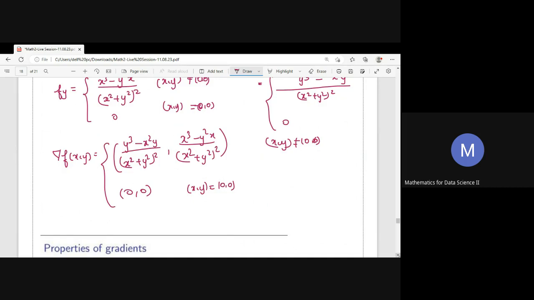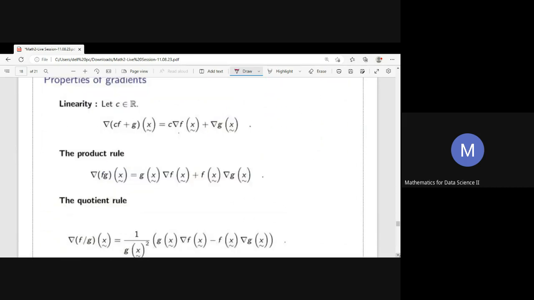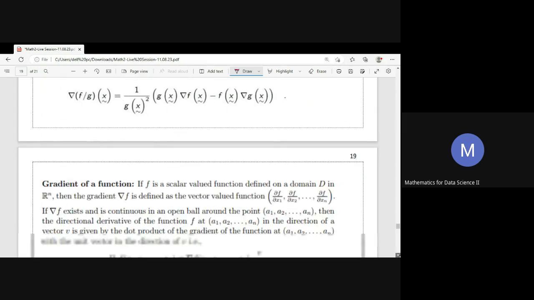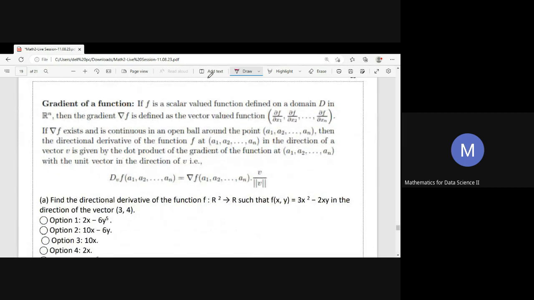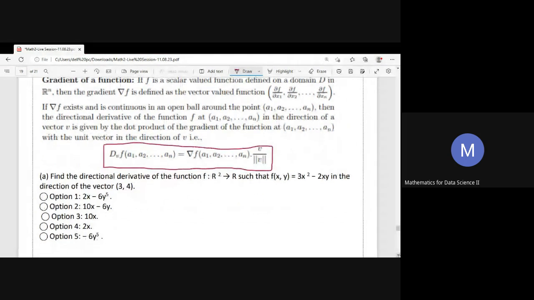So the same properties which you have for derivatives are applicable for the gradient as well. Okay, nothing new here. The linearity property, product rule, quotient rule, everything is very similar to the derivative properties. Okay, fine. So the directional derivative using the gradient, this is an important formula to find the directional derivative. Okay, so here is one example.